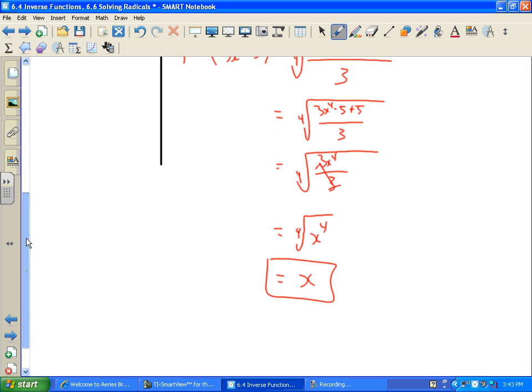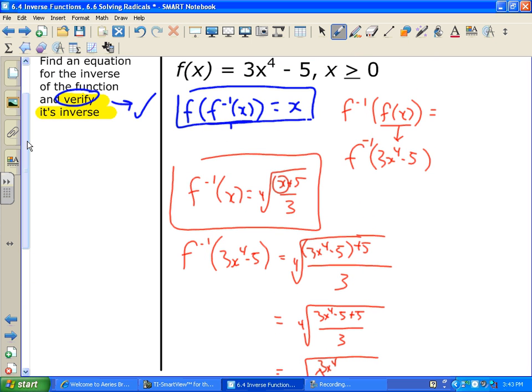It's simplified to x. Oh me, oh my, I am shocked to see that both f negative 1 of f of x simplifies to x, and the f of negative 1 of x simplifies to x. When this happens, when they both check out, you have inverse functions. We have verified that those are inverse functions. You need to do both. Find the inverse and then verify.